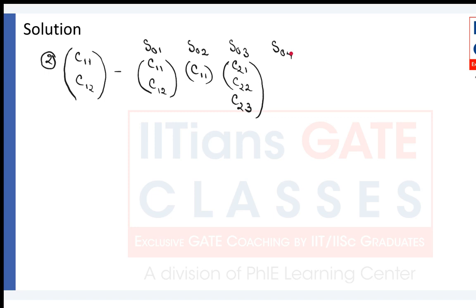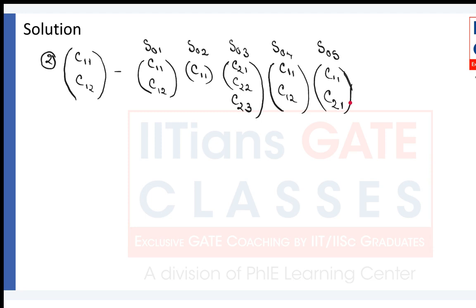So S04 is C11, C12, S05 is C11, C21. Thanks, Vishnu. Okay. So far, so good. No questions. This is simple SQL till now, right?